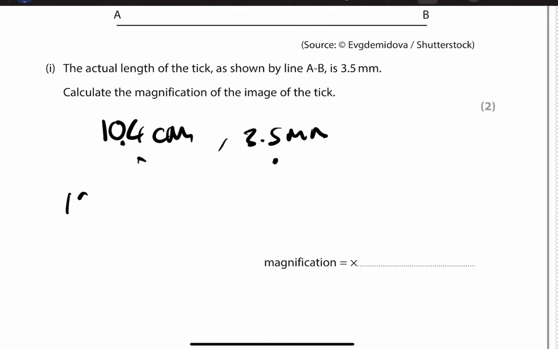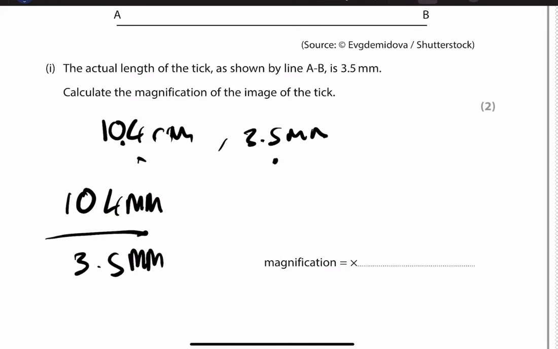Divided by 3.5. But you may notice that the units are actually different. So what we have to do is we have to convert 10.4 centimeters to millimeters, which in this case is 104 millimeters. So now we have 104 millimeters divided by 3.5 millimeters. That gives us 29.7 roughly, right? So we'll write 29.7.